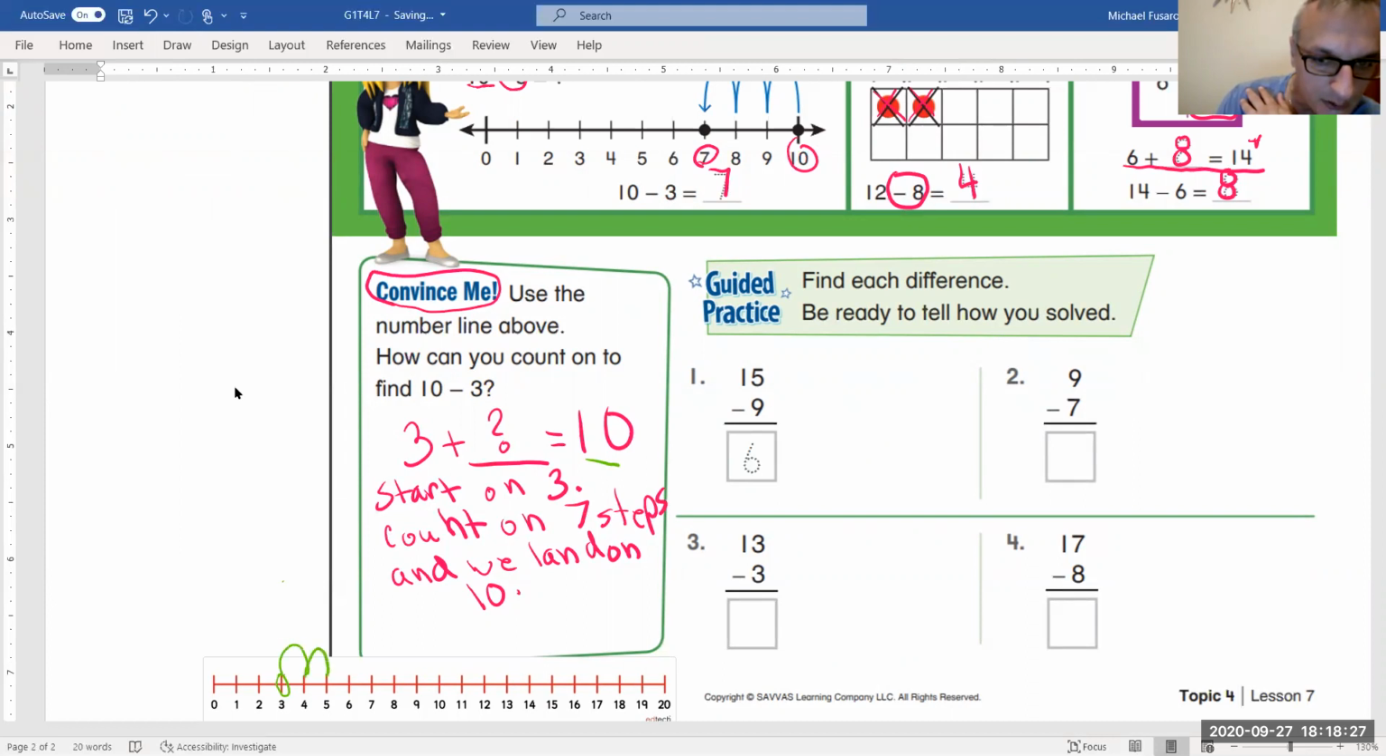1, 2, 3, 4, 5, 6, 7. So if I count how many jumps I took, I know that I added 7. So that missing number right here is no longer a question mark. It's 7. So if I know that 3 plus 7 is 10, I also know that 10 minus 3 is equal to 7, okay? So that's how she's trying to trick you.